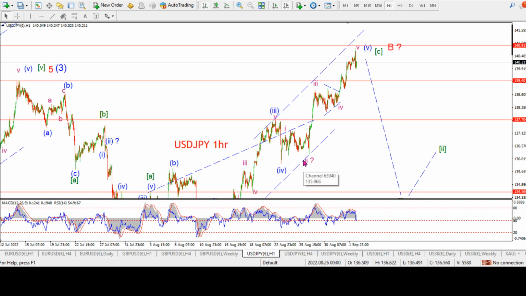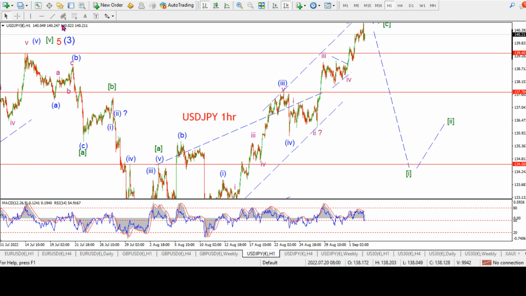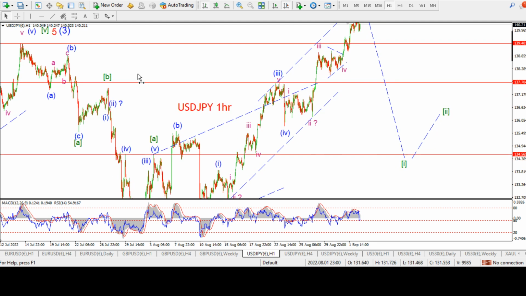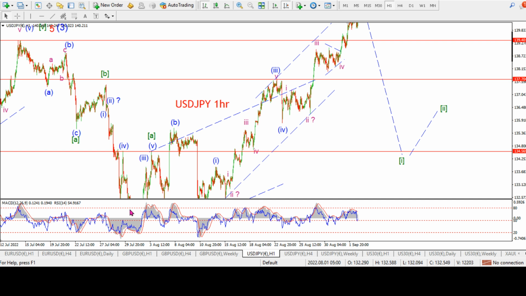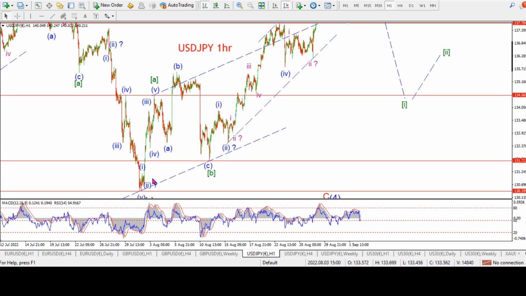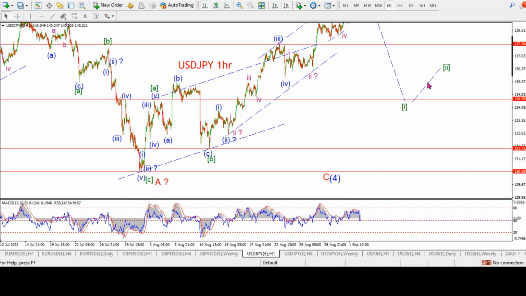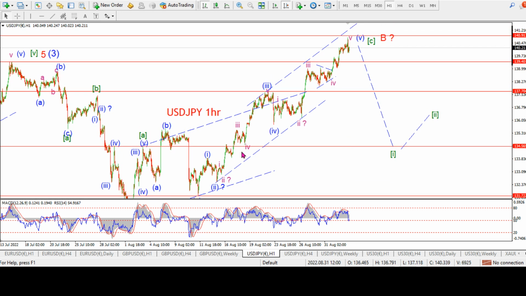You can see here is the hourly count. We've got that wave 3 top in brackets. We've got 3 solid waves down in wave A, and then I've been tracking this 3-wave pattern higher with an extension in wave C to break to a new high. So we broke above 139.40 this week.